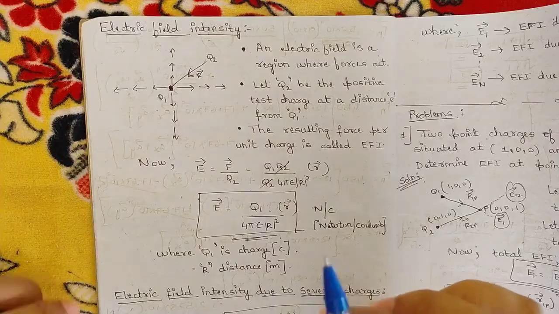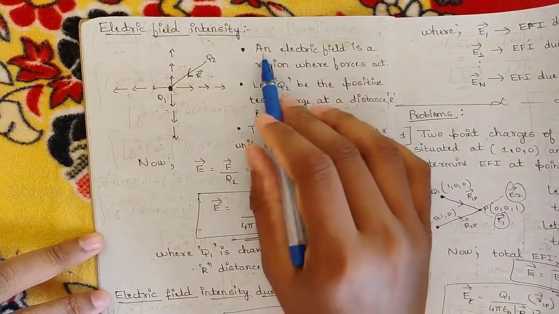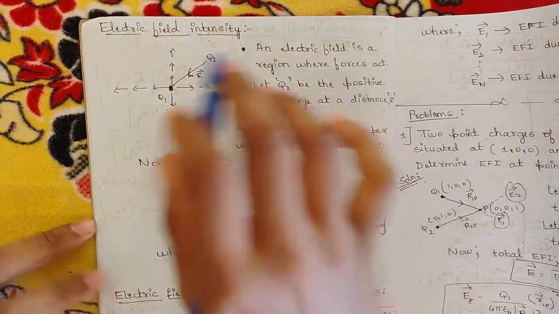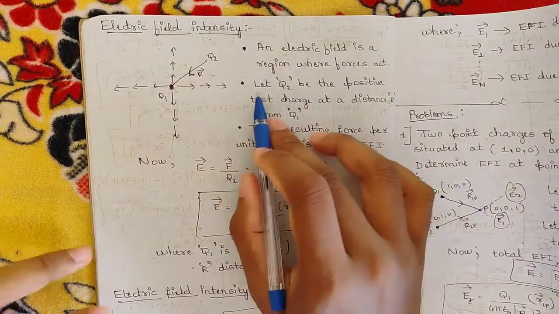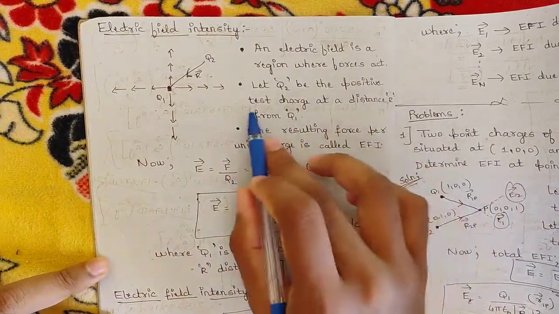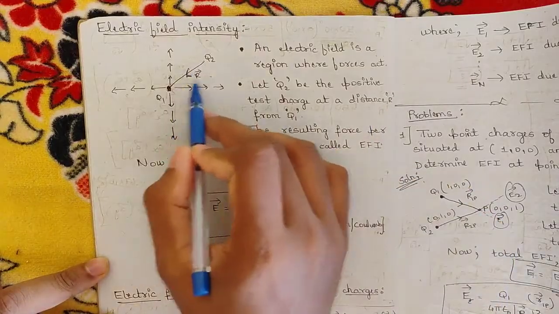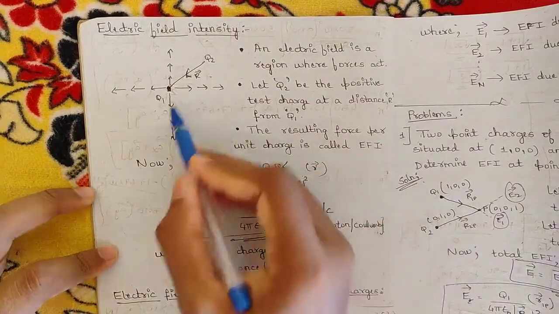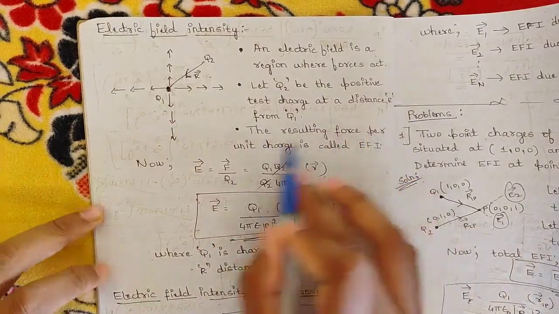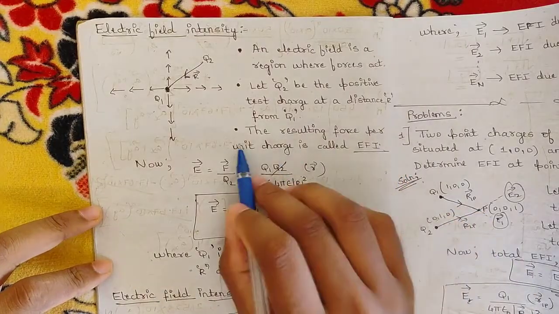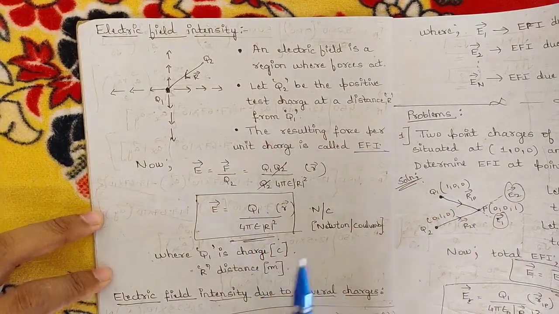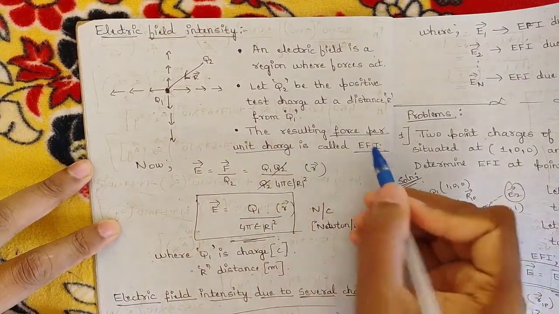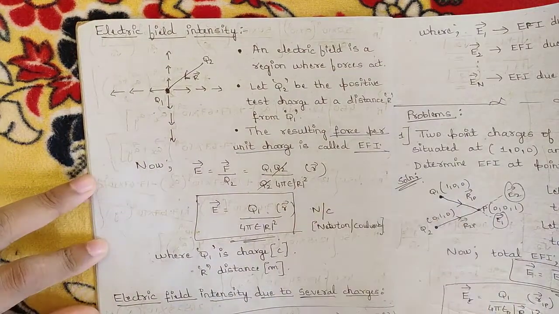Let us see what this electric field intensity is now, the relationship between it. An electric field is a region where forces act. Okay, that we know, right? It is a region where forces act from all the directions. Let Q2, that is this point charge, be the positive test charge at a distance r, that is the position vector r, that is this distance is given as r from Q1. The resulting force per unit charge is called the EFI. Okay, the resulting force per unit charge. Okay, that is the definition of electric field intensity. That is, force per unit charge is called electric field intensity, or it is denoted as EFI.